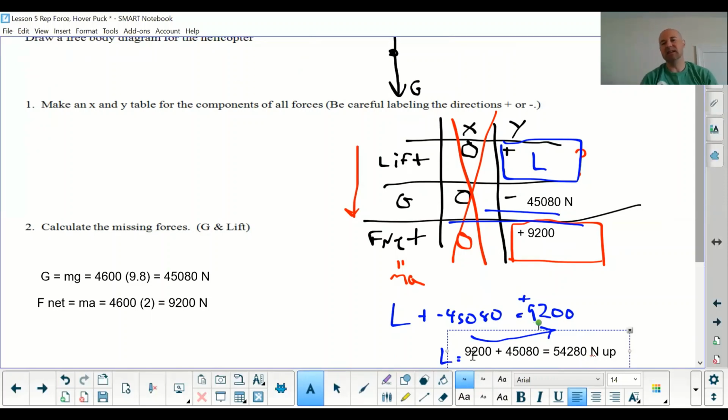But again, you can kind of see how sometimes you have to use F equals ma and put it in that box. Gravity is pretty straightforward. You just use that. And then we have to do a little bit of algebra to figure that out.